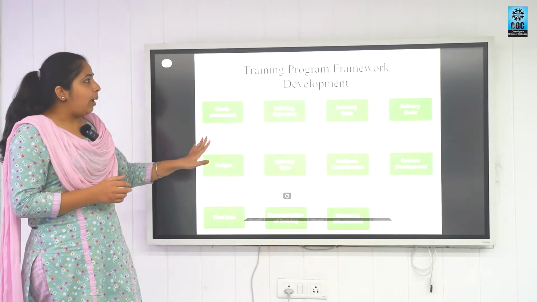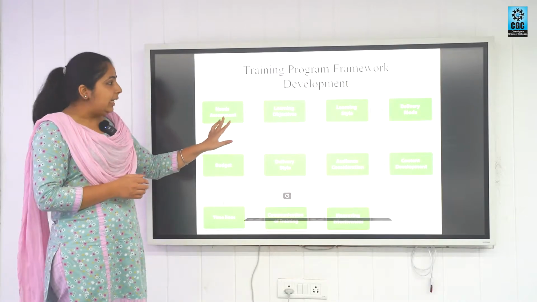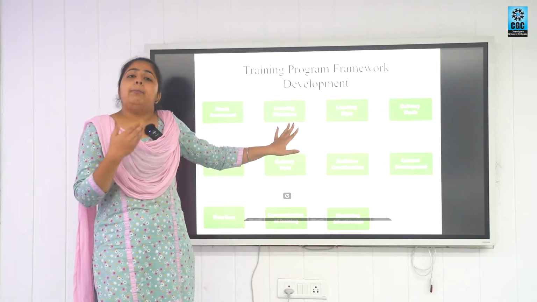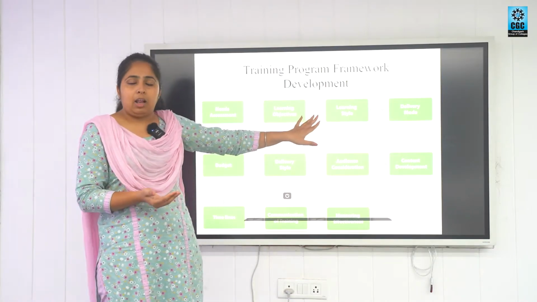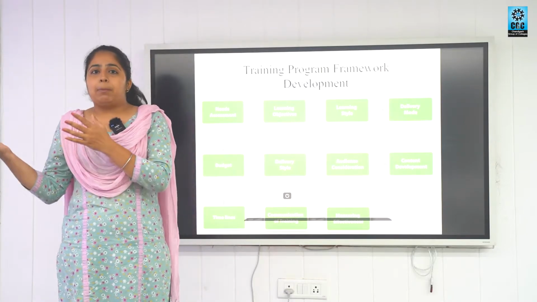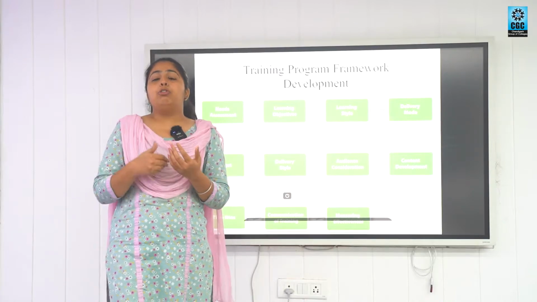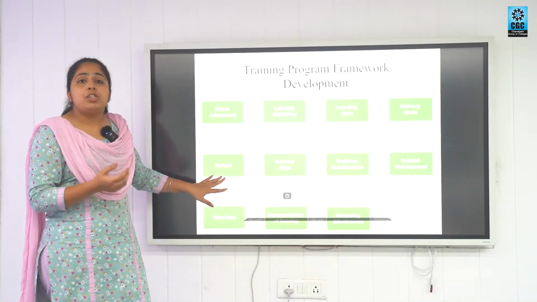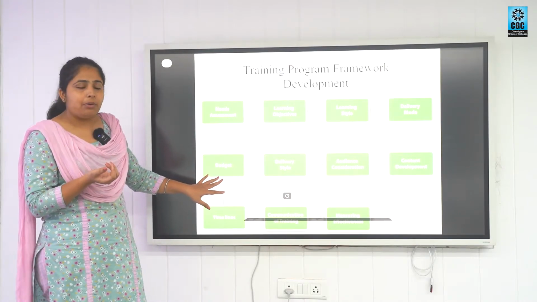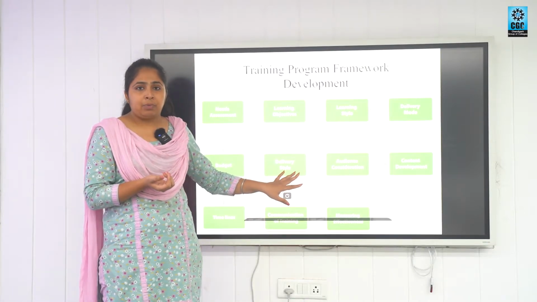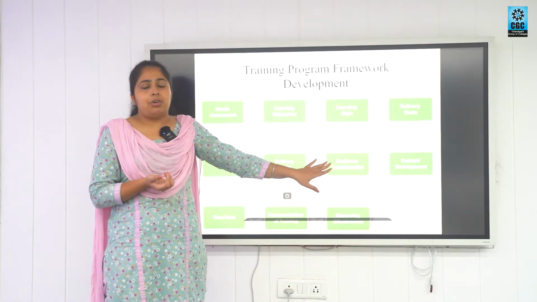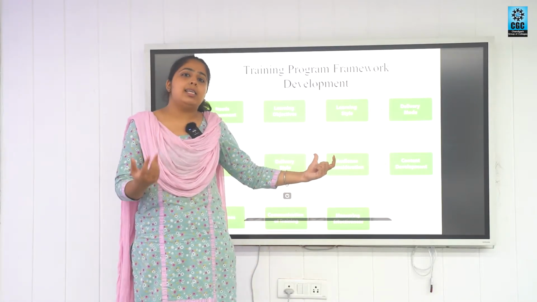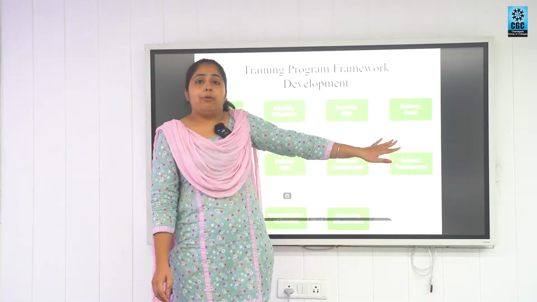The effective training program framework will look like this. We'll start from the need assessment, like why I need to go with training and development. Learning objectives: what I want to achieve when I'm done with providing training to the employees. Learning style: how my learners are going to learn through the program. Delivery mode: how I'm going to impart those designed modules to my employees. Budget: how much money is to be invested into the program. Then delivery style, how I'm going to impart the training. Audience considerations: who all are going to be part of my training program. Content development: based upon my audience, I'll decide what sort of content to provide to the employees.